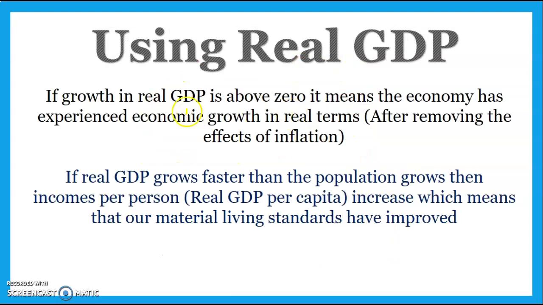So to summarize, if growth in real GDP is above 0, it means the economy has experienced growth in real terms. After removing the effects of inflation, we've produced more goods and services. If real GDP grows faster than population growth, that's when real income per person, or real GDP per capita, increases. That's when we experience higher living standards. If our real GDP grows slower than population, we actually experience lower living standards. So it's all well and good to experience growth, but if growth isn't faster than population growth, then income per person will go down.